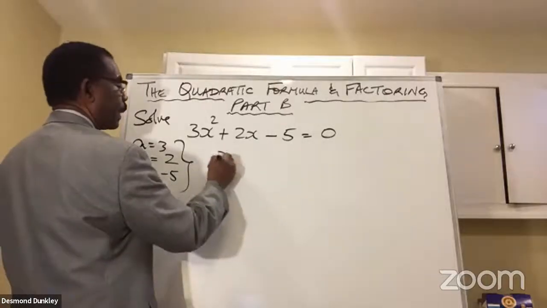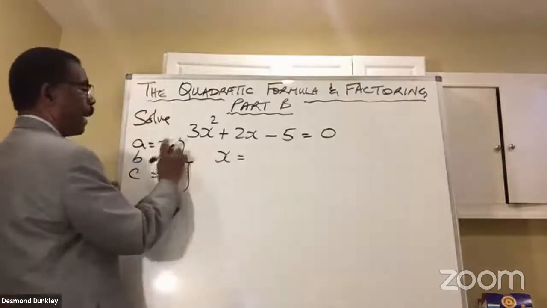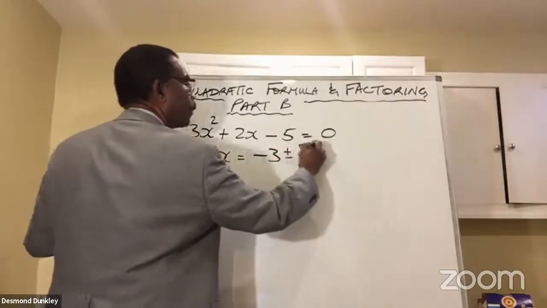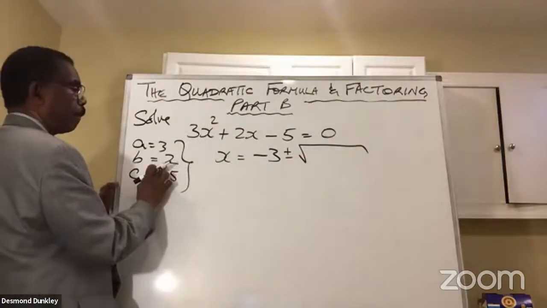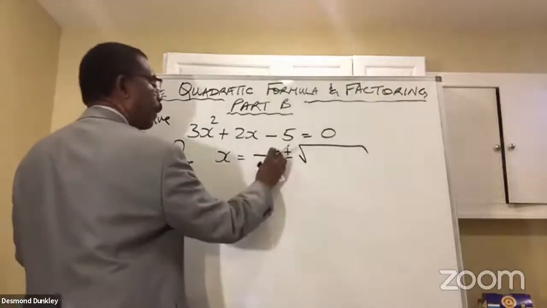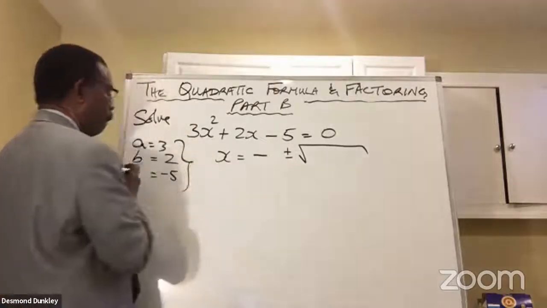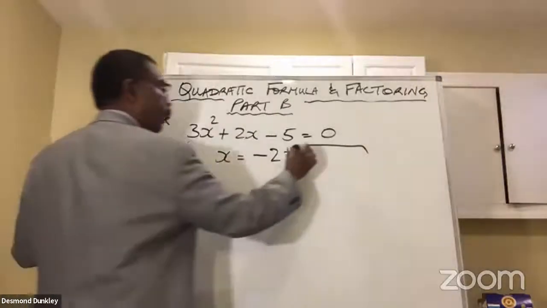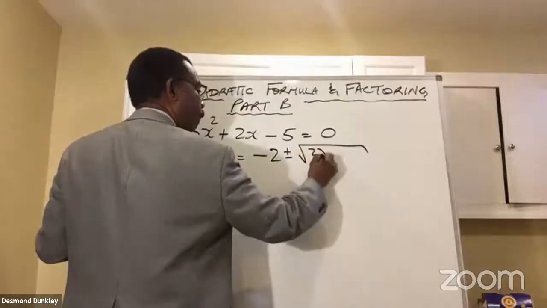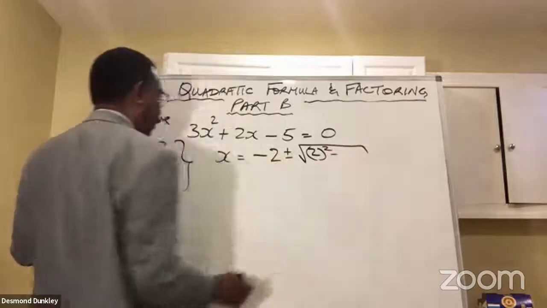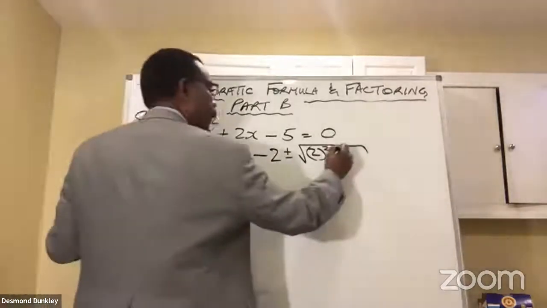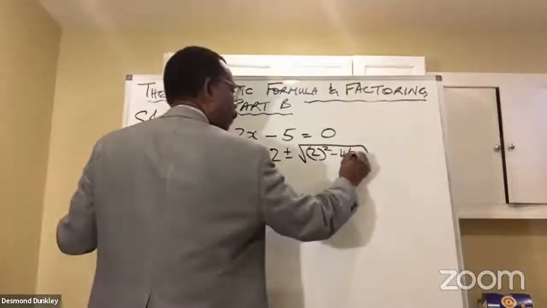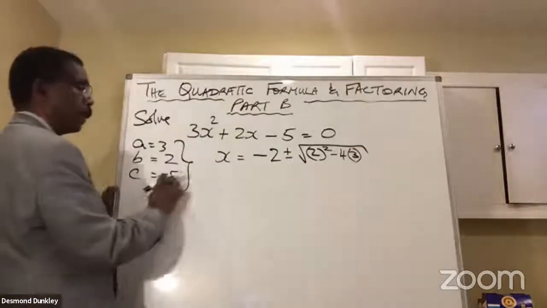So the formula says x is equal to minus b plus or minus the square root of b squared minus 4ac.